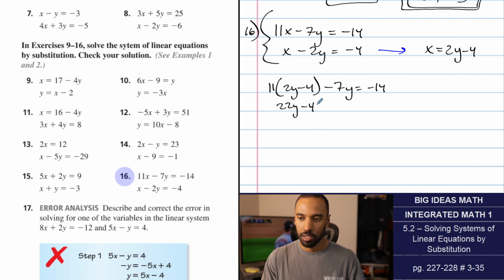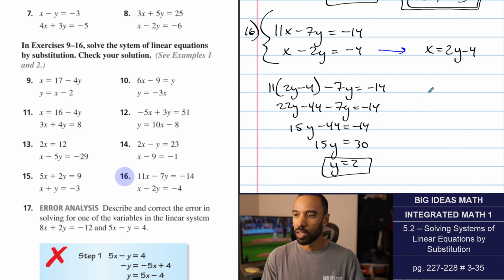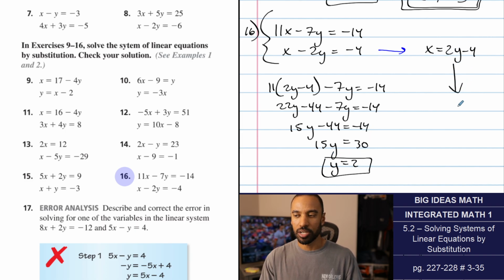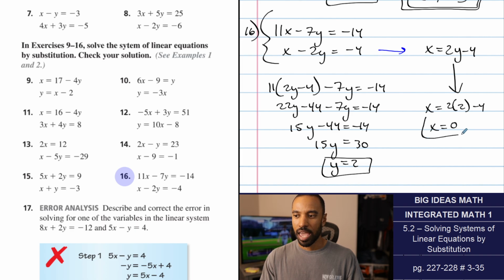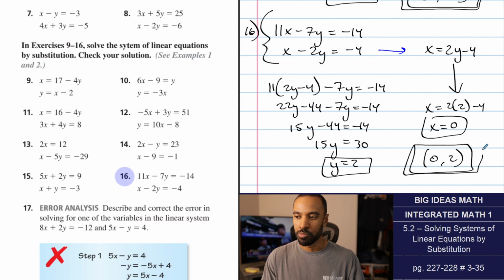Distribution. Combine like terms. 22y minus 7y is 15y. Add 44 to both sides, and eventually you're going to look at 44 minus 14, which is 30. So 15y is 30, and divide by 15, you get y equals 2. The x value, again, we have an equation now with x by itself. And I've mentioned that, you know, hey, maybe 4 minus 4 is 0. Hey, maybe you're really liking substitution versus graphing. And I get it. Me too.